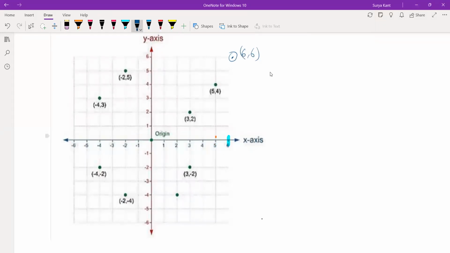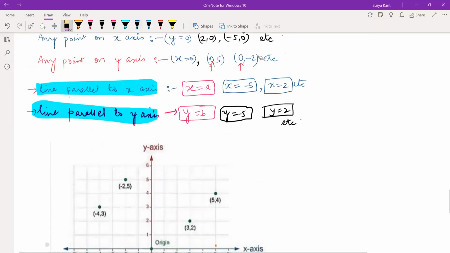So then what do you mean by parallel? Like where should it be? That's why I'm going to tell you both the examples. Suppose I'll just tell you right now. See, this one, line parallel to x-axis I'll show you, and line parallel to y-axis I'll show you. One minute.